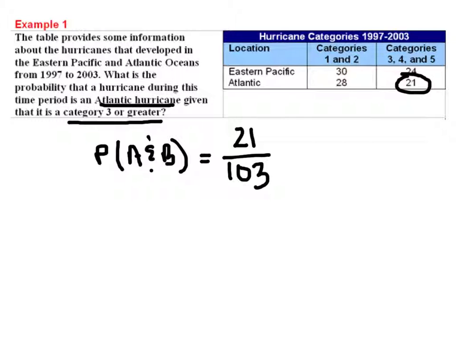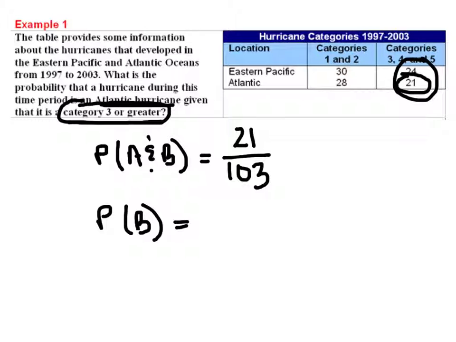Now, the probability of B happening, that is just that it is a Category 3 or greater. So the probability of B happening is going to be 45, that's all of these, the 24 and 21. So that's 45 out of the 103 hurricanes.